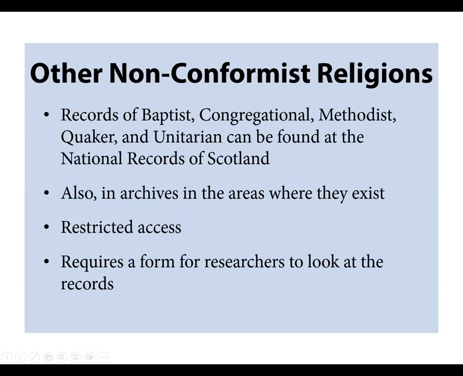Other nonconformist religions, with records of Baptist, Congregational, Methodist, Quaker, and Unitarian churches, can be found at the National Records of Scotland Centre in Edinburgh. Also in the archives of the area where they exist. So they have these original records, and in some cases, they will actually take them out to show you.